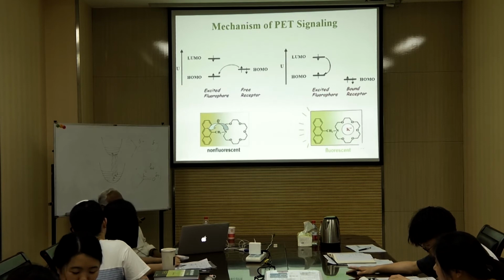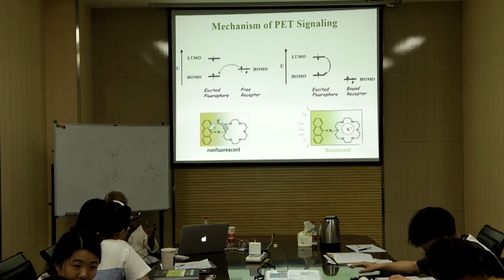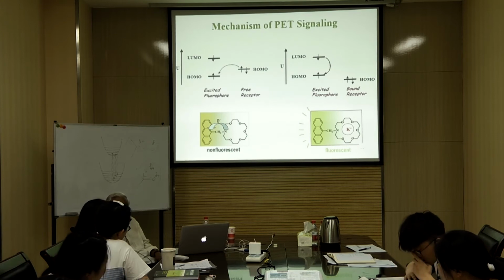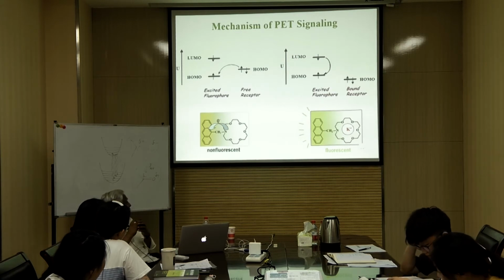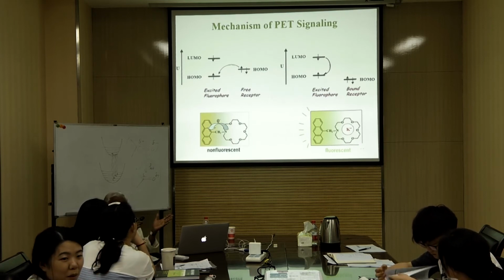Okay. So this is a sensor. This one is not fluorescent. This one is fluorescent. What is the reason for the difference? That is the PET? PET. Okay. So she says this has to do with the PET. PET means photoinduced electron transfer.